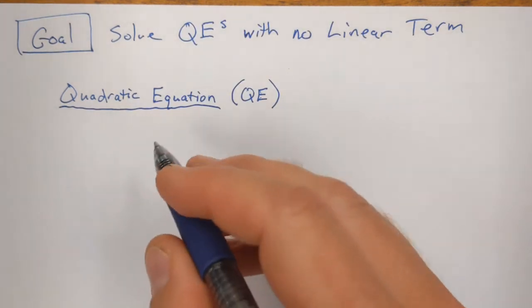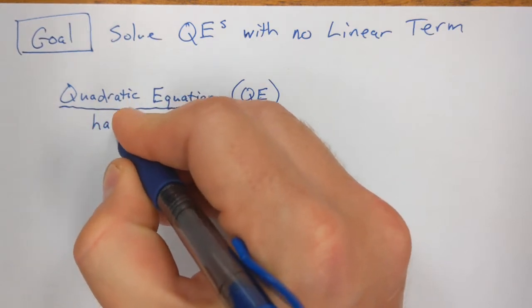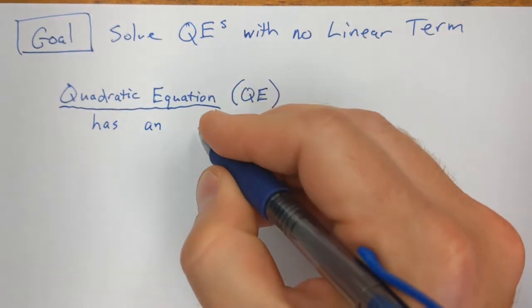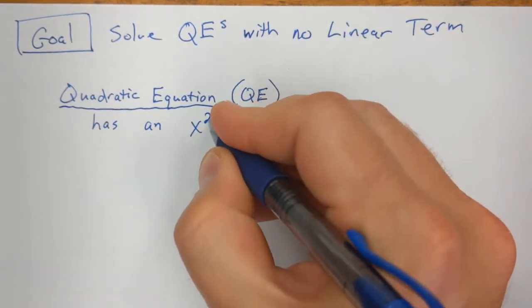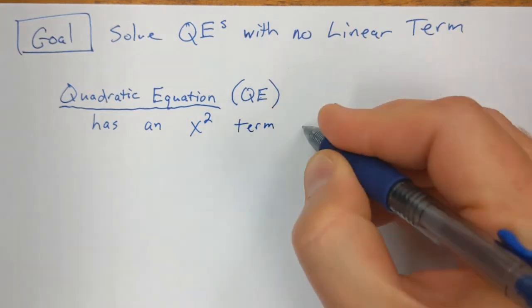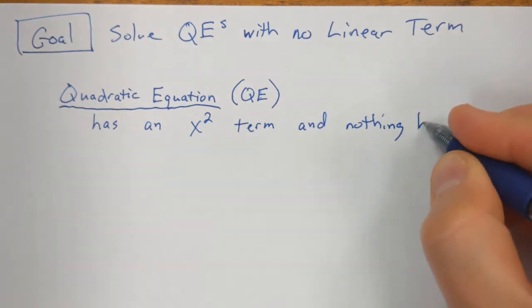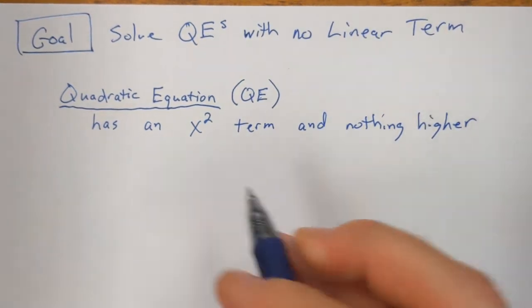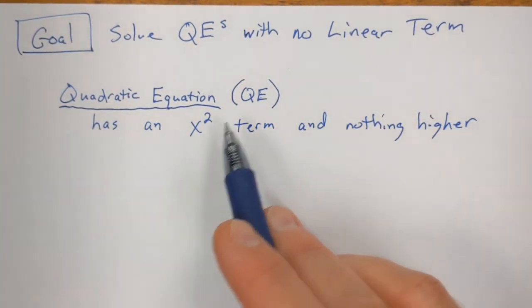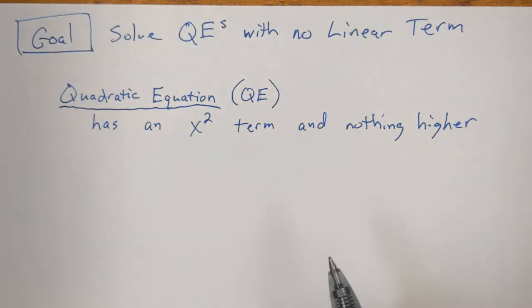A quadratic is an equation that has an x squared term and nothing higher. So a quadratic equation has to have an x squared in it, but it's not allowed to have anything higher, like an x to the third or an x to the fourth, an x to the fifth, etc. Okay? Let me flip this paper over real quick.